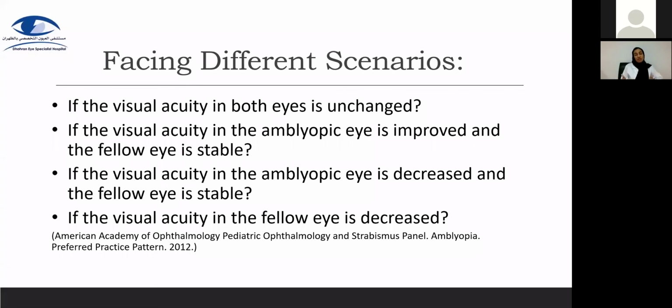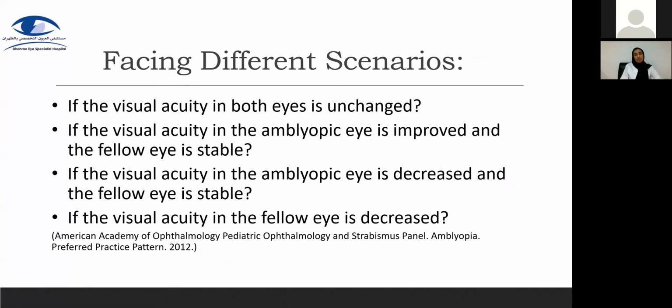having the patching tapered, decreasing it with time, spacing it. For example, if the patient is on 4 hours per day patching, I would go from 4 hours per day on the first month, 2 hours per day on the second month, and then every other day of 2 hours per day, and cease the patching for the third month. And I will ask the patient to come back to me and examine the vision.